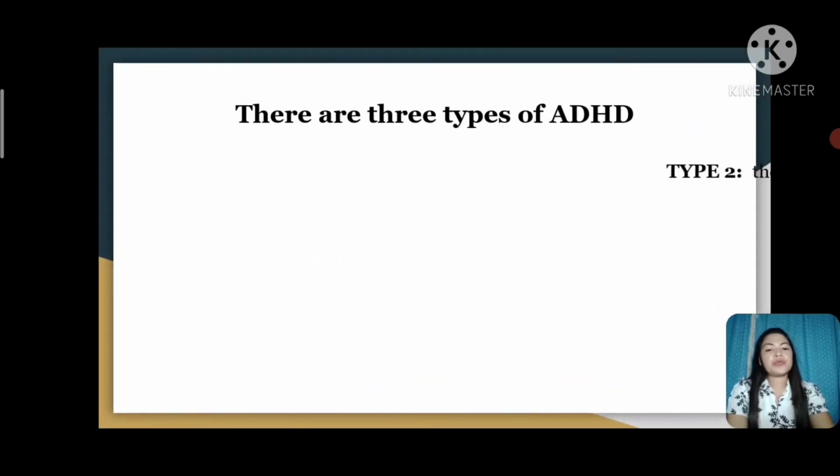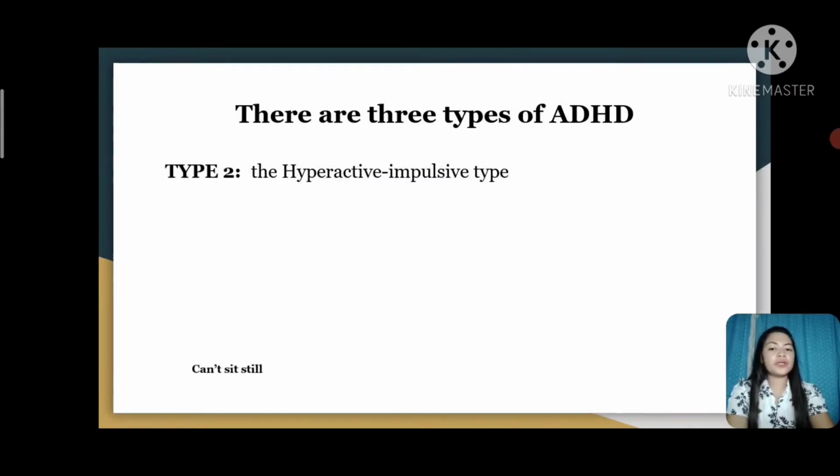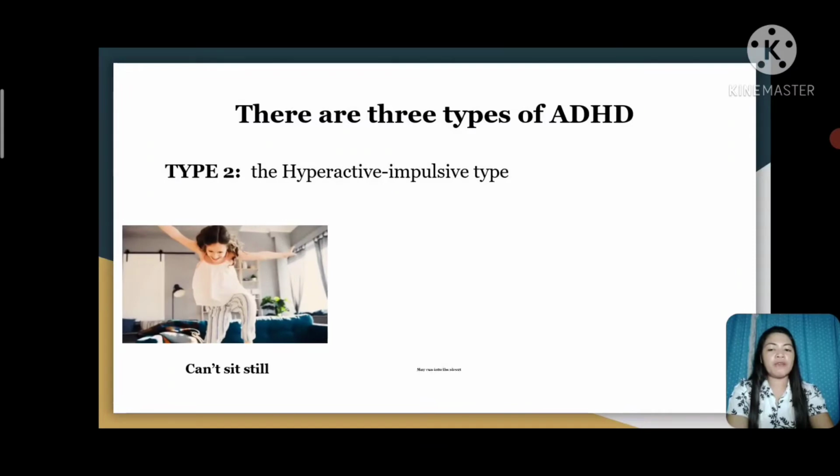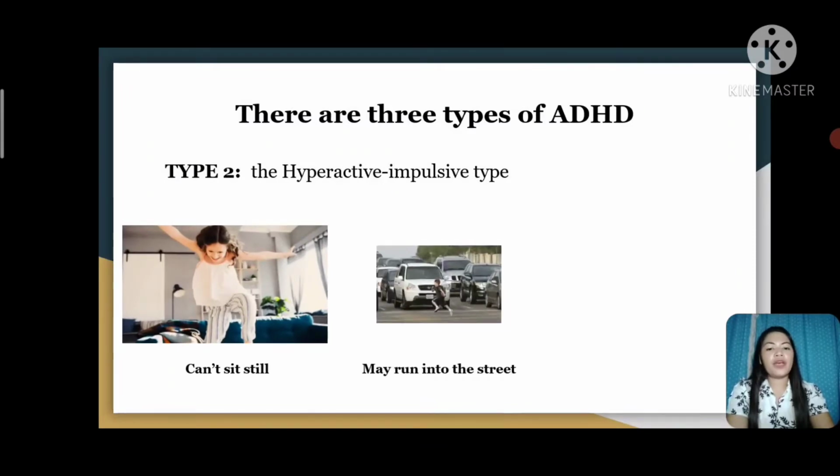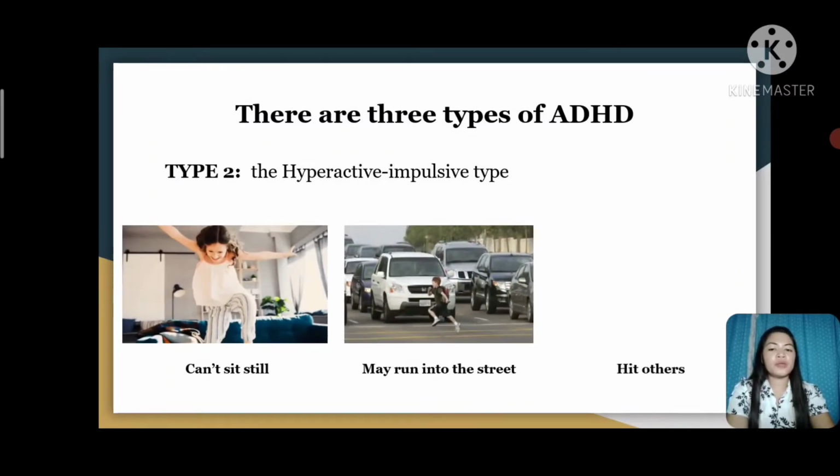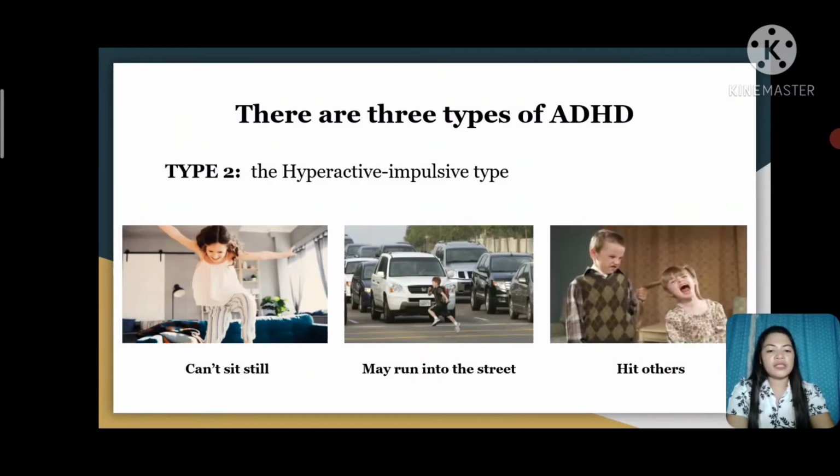Type 2, the hyperactive impulsive type, are children who show both hyperactive and impulsive behavior. Hyperactive behaviors can be children who always seem to be in motion, can't sit still, may dash around, and talk excessively. Impulsive behavior can be children who seem unable to think before they act, blurt out answers to questions or inappropriate comments, and run into the streets without looking.